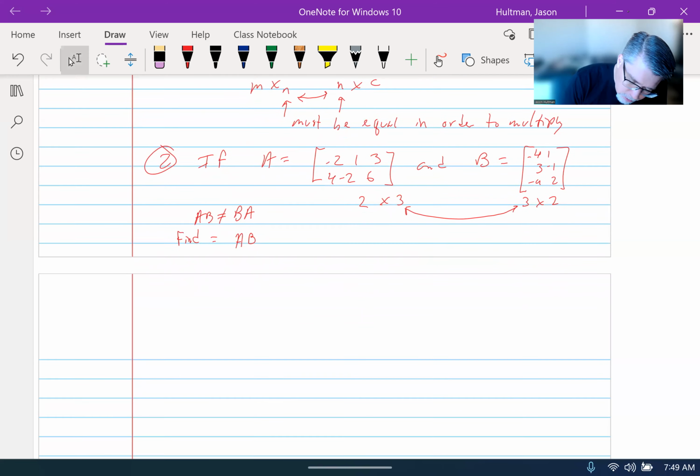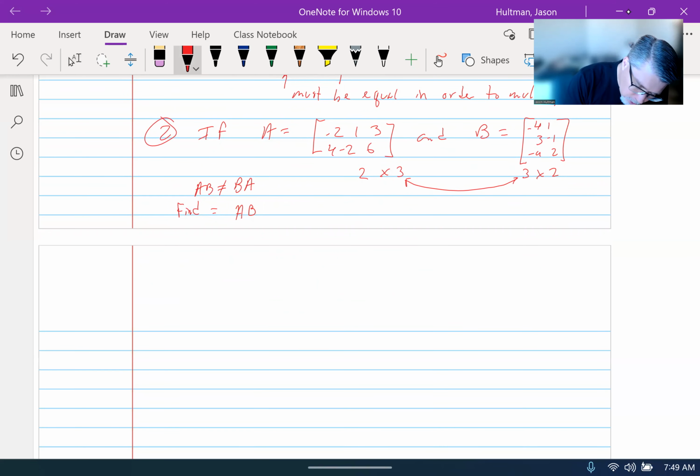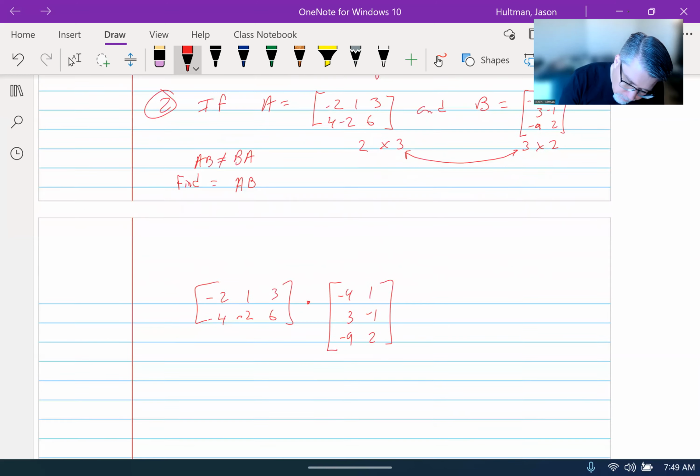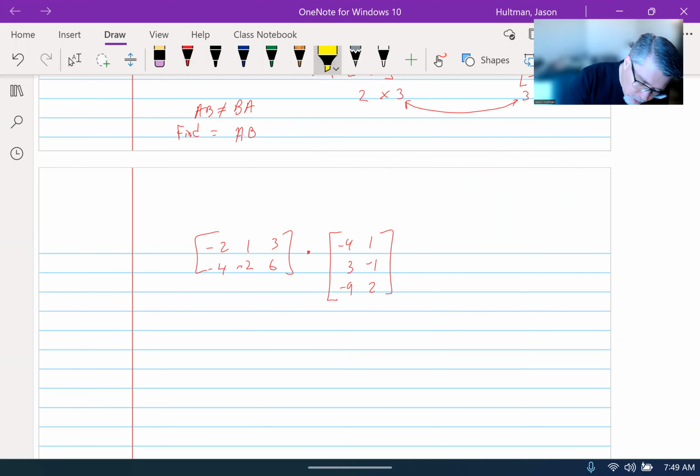Okay, so let's go ahead and multiply these two matrices together. -2, 1, 3, 4, -2, 6, times -4, 1, 3, -1, -9, and 2. Okay, so I take the first row here. I'm going to highlight this. I take the first row and pair up with the first column.